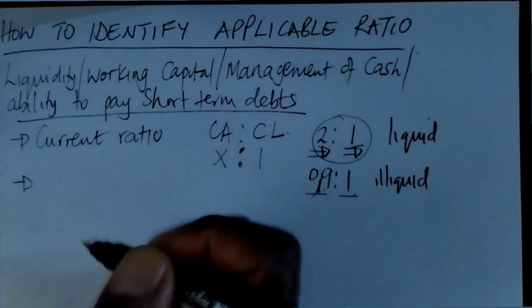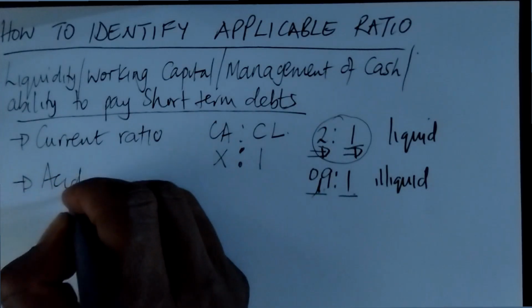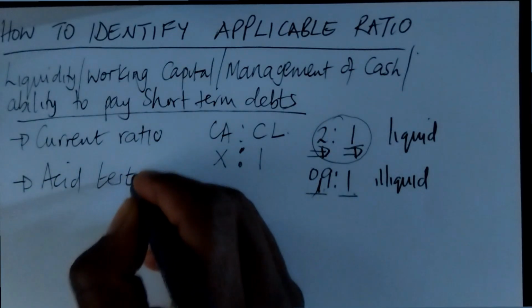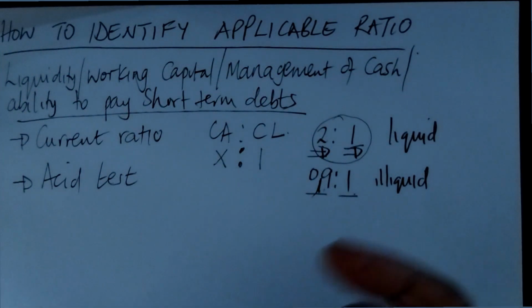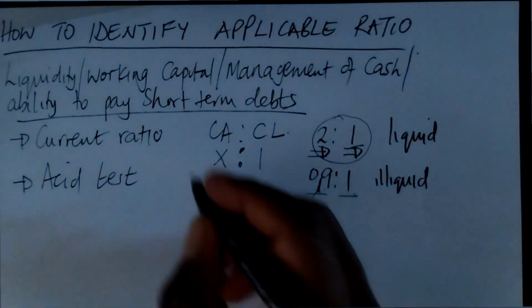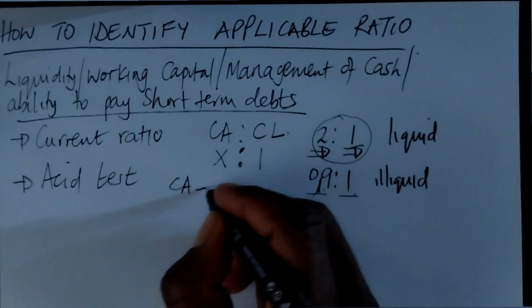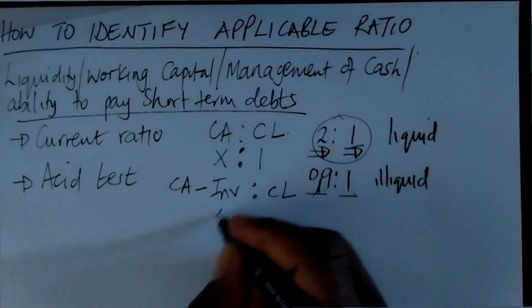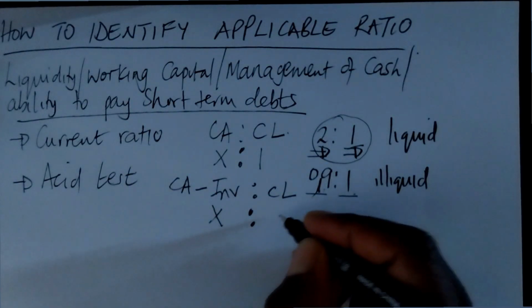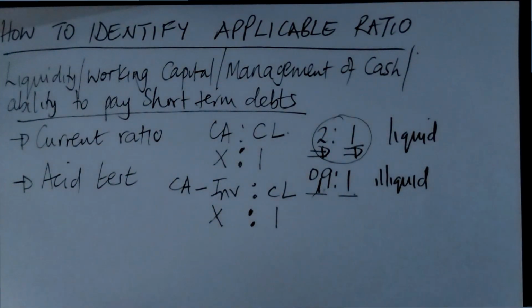Now, the second category is your acid test. So your acid test is used to check the business ability to pay current liabilities in the event that they are unable to sell their inventory. So your formula will normally be your current assets minus inventory is to current liabilities. And your ratio must still be X:1, something is to 1.